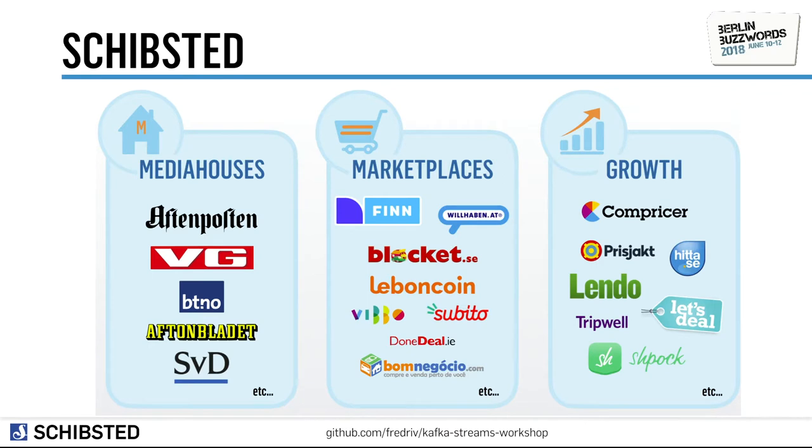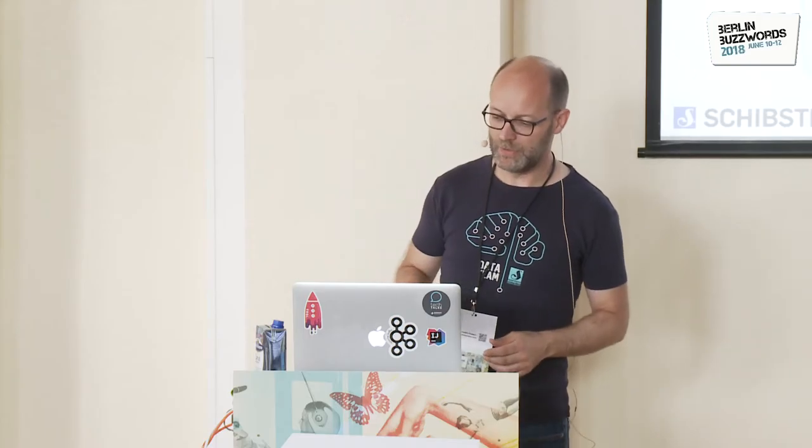Most of you have probably not heard of Schibsted, but it's a company that owns a lot of classified sites and media sites across Europe and other parts of the world as well. So, for example, Le Bon Coin in France, Blocket and Finn in Sweden and Norway are some of the big ones. But we also have others in other parts of the world. These are the three main business areas we are in. We also have tech hubs in multiple places in Europe. We have about 2,000 developers spread across mainly these sites.